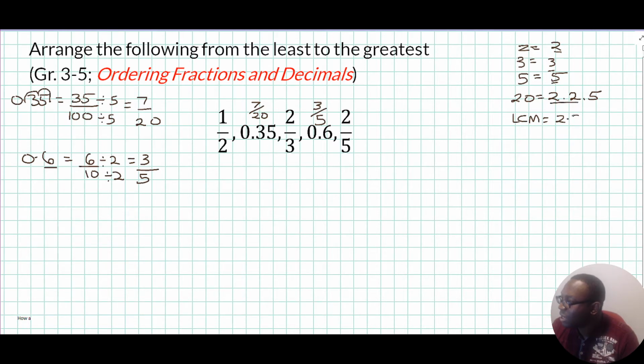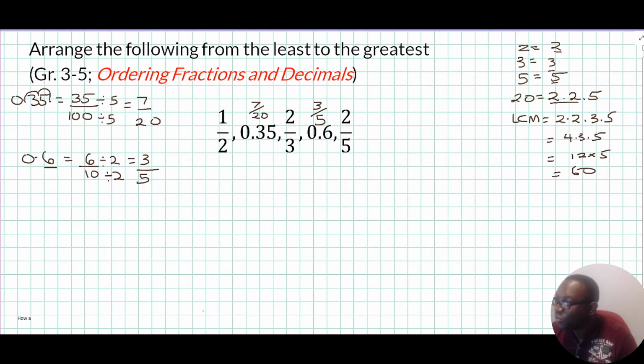So 2 multiplied by 2 multiplied by 3 multiplied by 5. So this is 4 times 3 times 5. And then we have 12 multiplied by 5, which is equal to 60. All right, so we have 60 is our least common denominator.